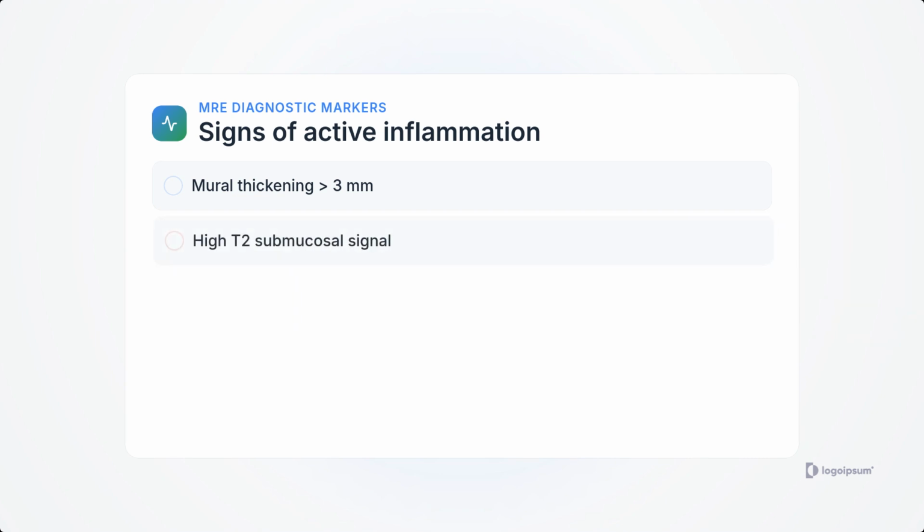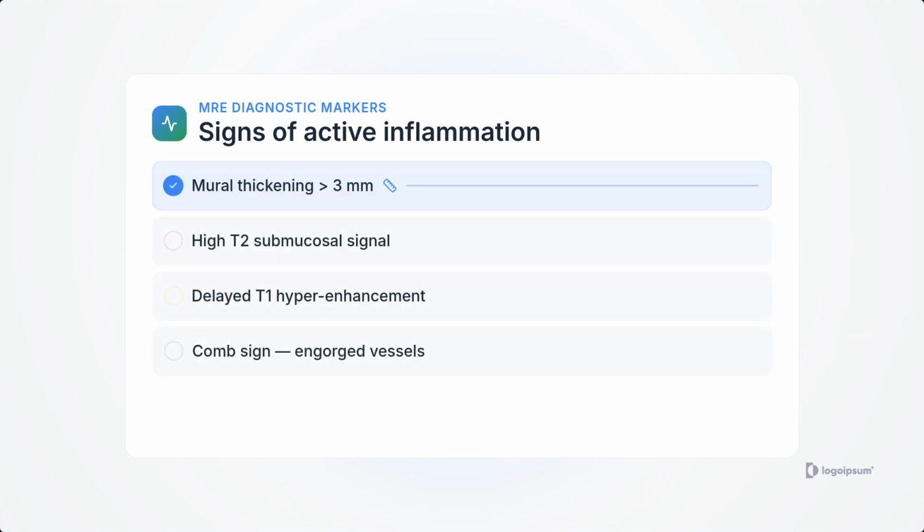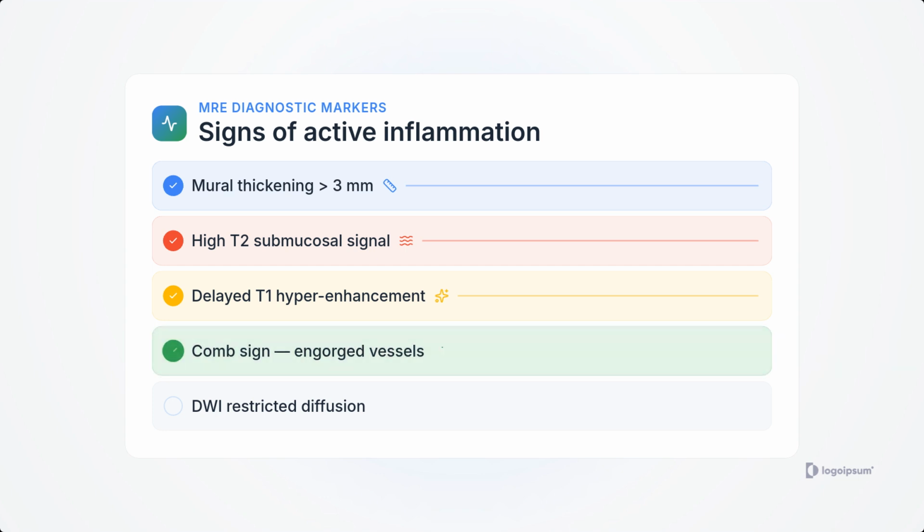Key diagnostic signs include mural thickening greater than 3 mm, high T2 submucosal signal indicating edema, and prominent hyperenhancement on delayed T1 post-contrast sequences. Engorged mesenteric blood vessels feeding inflamed bowel loops create the classic comb sign, while diffusion-weighted imaging reveals restricted diffusion in actively diseased segments.